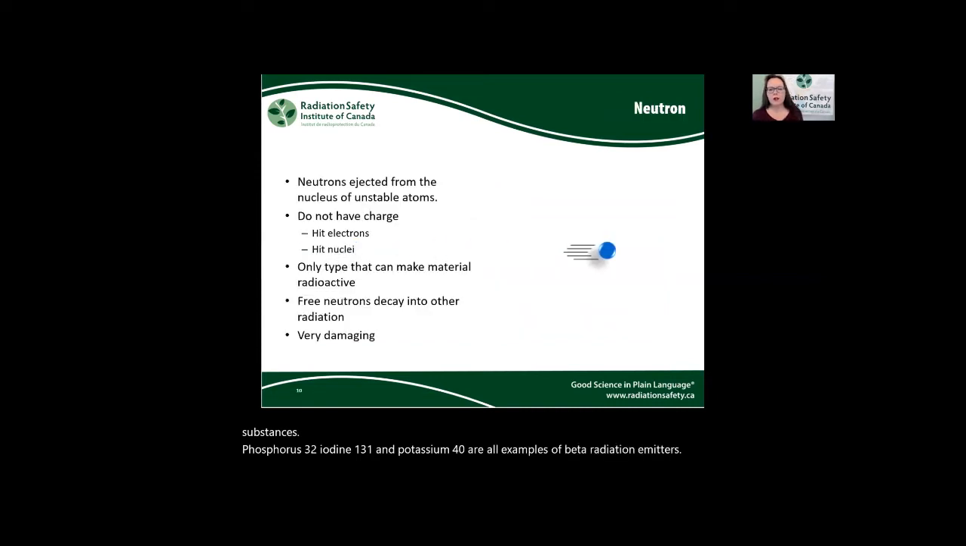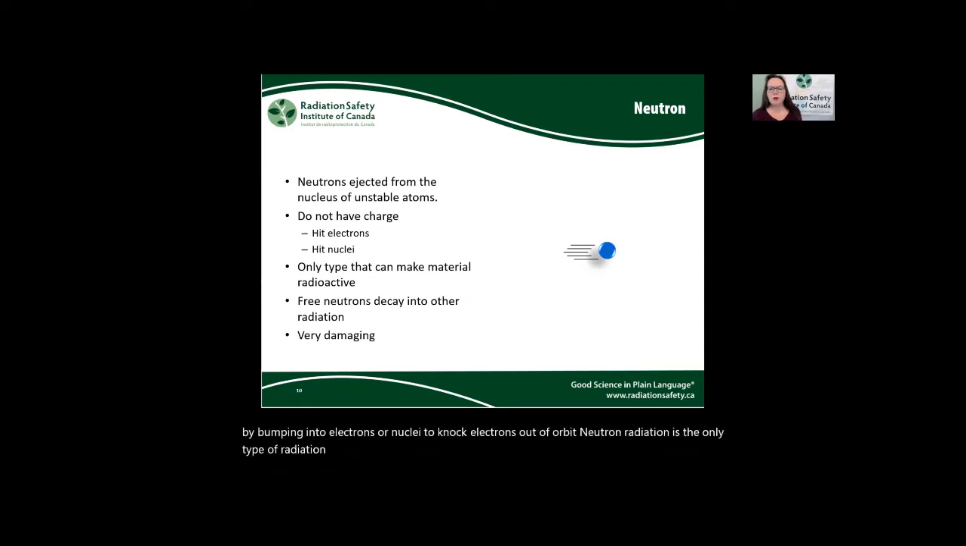Another form of ionizing radiation, neutron radiation, happens when neutrons are ejected from an unstable nucleus as it attempts to become stable. Because neutrons are neutral, they ionize by bumping into electrons or nuclei to knock electrons out of orbit. Neutron radiation is the only type of radiation which has the ability to make another material radioactive, or to have an unstable nucleus. This process is called nuclear activation.